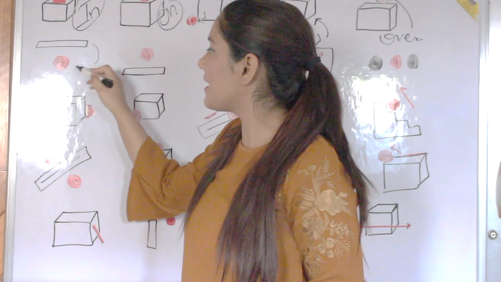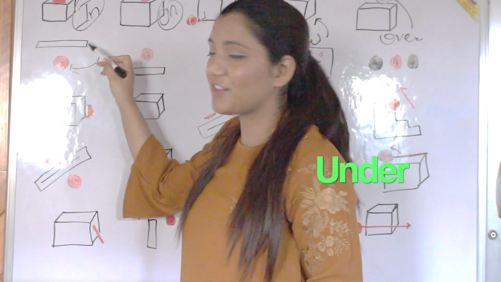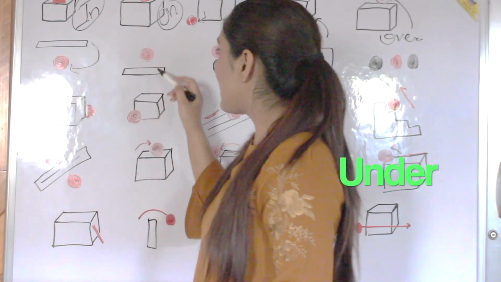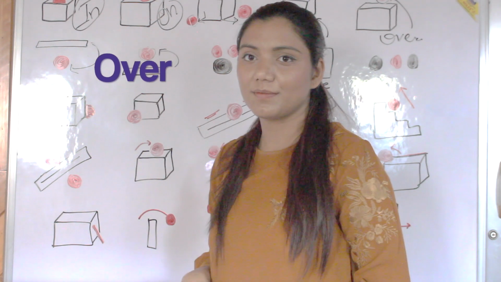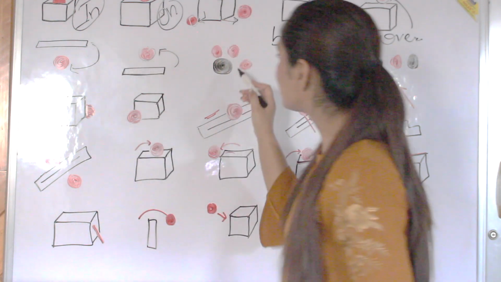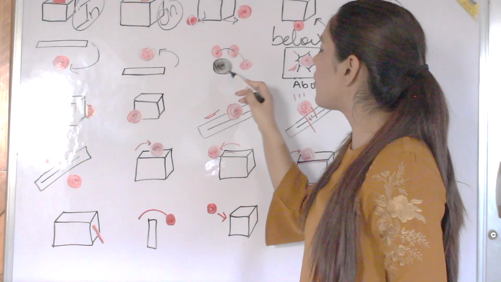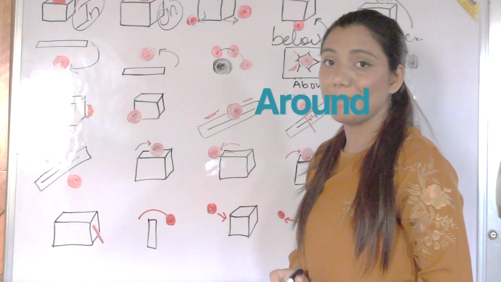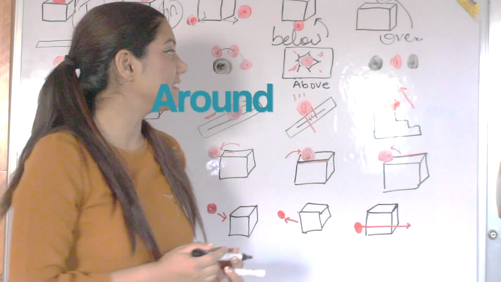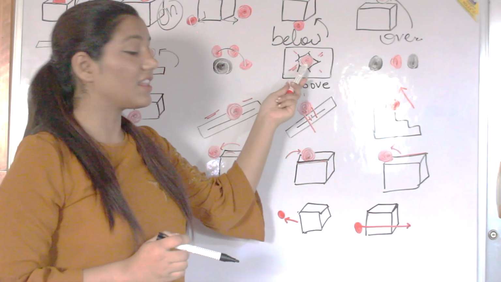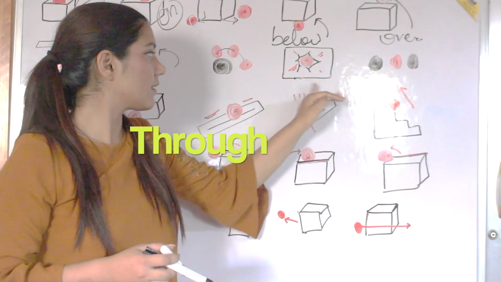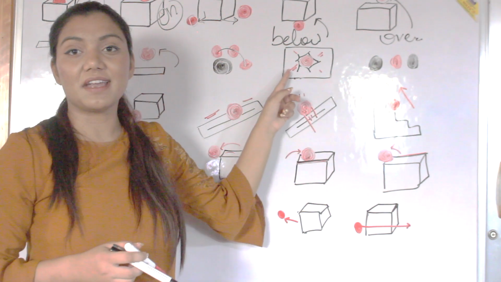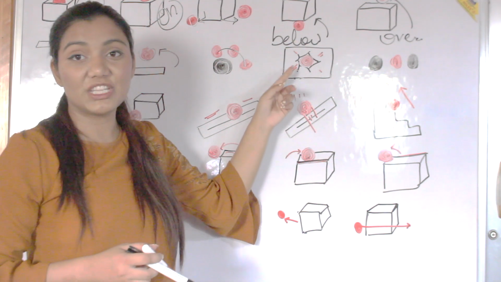The next one is this. This red ball is under this strip, and this red ball is over this strip. Okay, next is this. These red balls are around this black ball, and if we look at this one, this red ball is passing through the white paper. Now this red ball is passing through the sheet of paper.